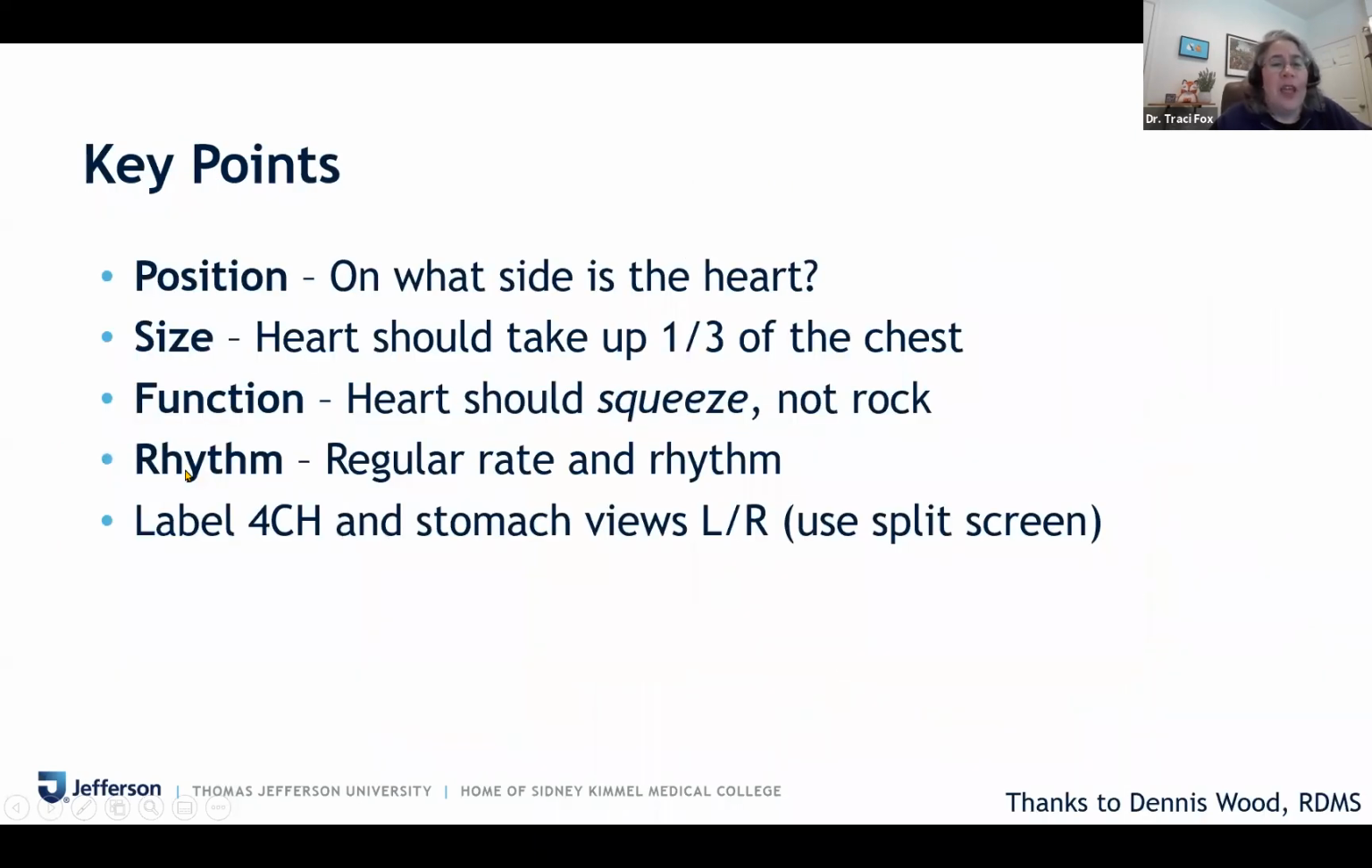So the 4 key things are position. On what side is the heart? Not only what side is the heart, but in what direction is it pointing? Because not only should the heart be predominantly on the left, but it should also point towards the left, and we'll talk about that. The size of the heart: it should take up 1/3 of the chest. You should be able to put 3 hearts in a chest. The heart should squeeze, not rock. And the rhythm: it should be a regular rate and rhythm. As Dennis Wood says, you should be able to dance to it.